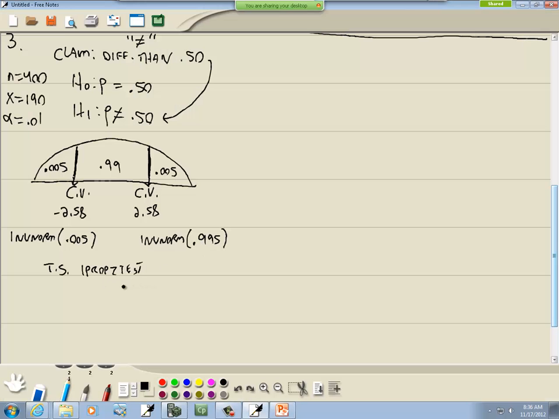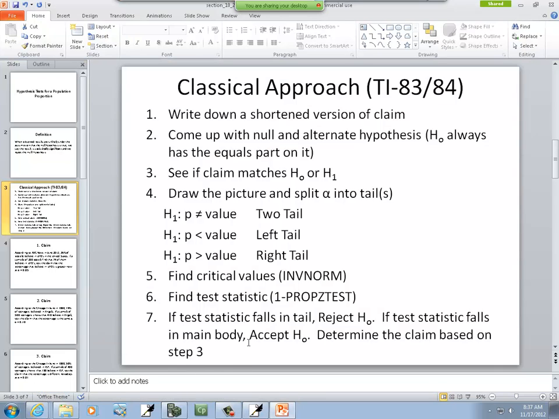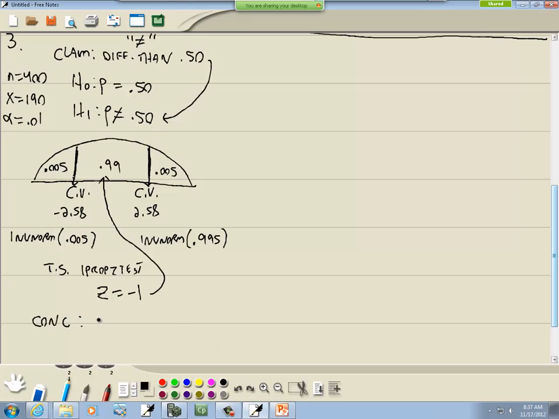And we get Z is equal to -1. Here's a number line. Here's negative 2.58. Here's positive 2.58. Negative 1 falls in here somewhere. So our conclusion: our test statistic falls in the main body, so this says we accept H naught.